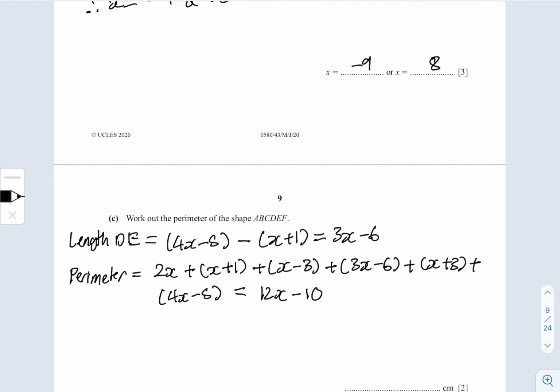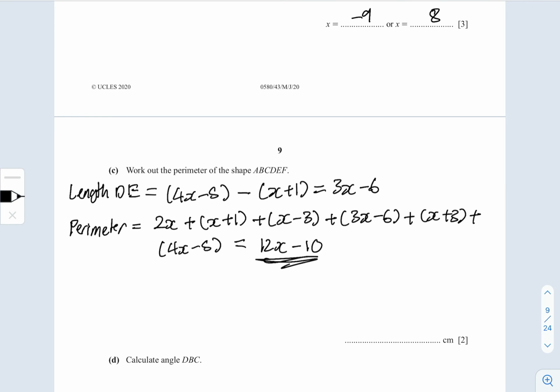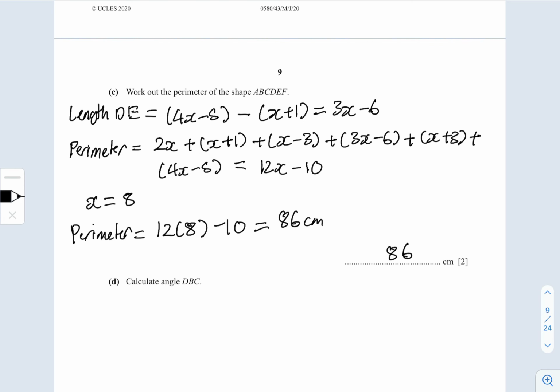And because we have worked out x from the previous answer, x is either 8 or negative 9. X cannot be negative 9 because you would get a negative number. Therefore, the only option is x equals 8. And because of that, the perimeter equals 12x, which is 8, minus 10. This will give you on the calculator 86 cm. Therefore, the perimeter is 86.